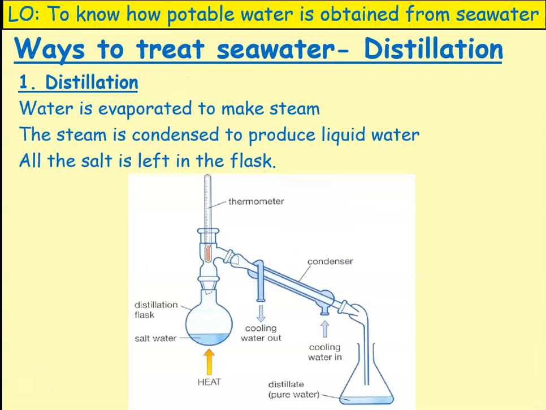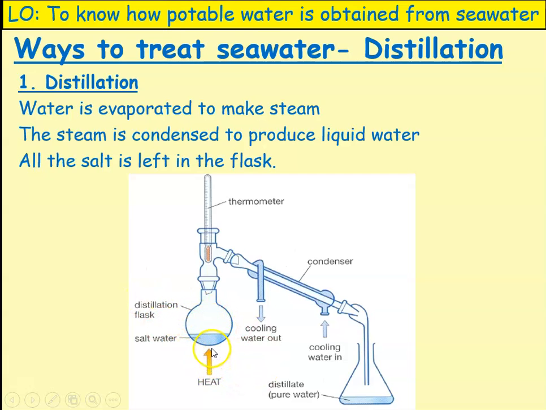So first up, distillation. In distillation, water is evaporated to make steam. The steam is then condensed to produce liquid water, and all the salt is left behind in the flask. This works because there are differing boiling points and melting points of water and salt. Initially, we start with the salt water at the bottom here.